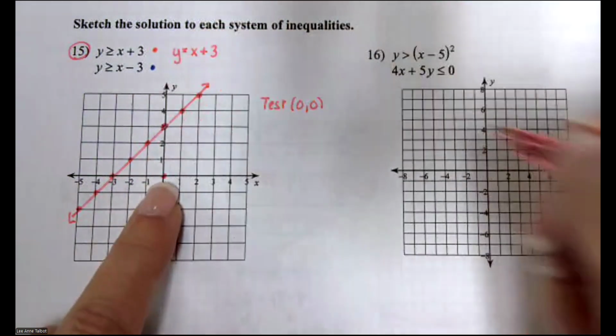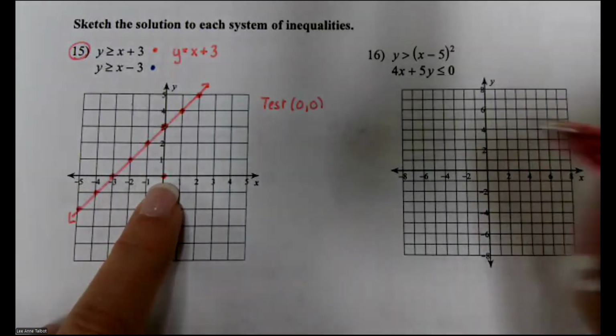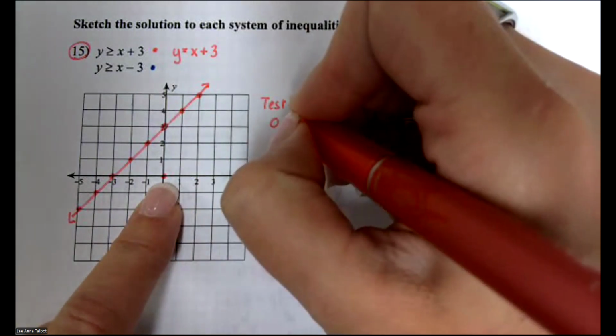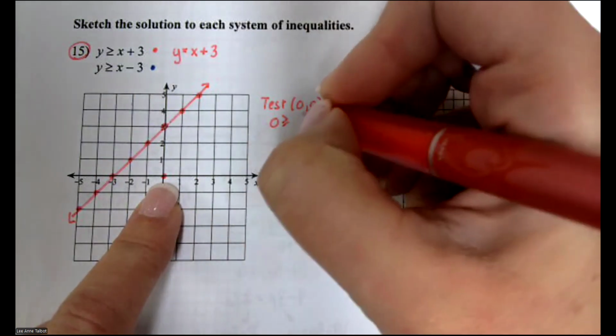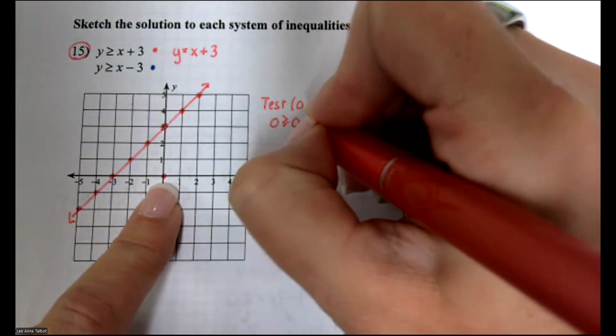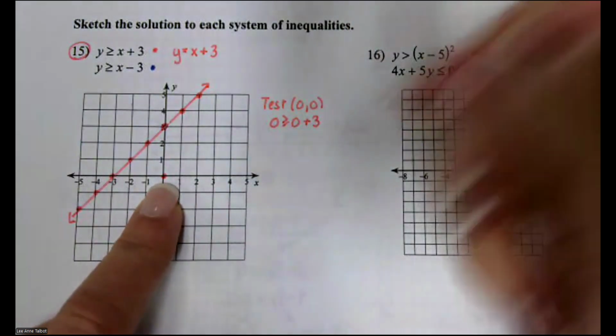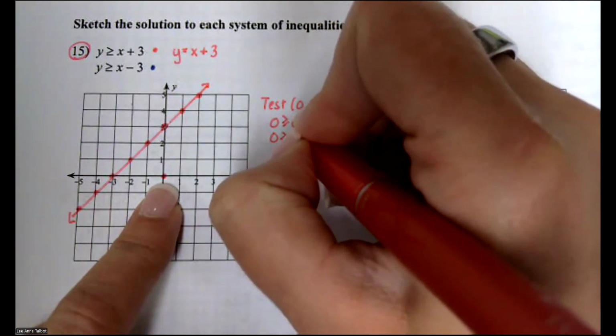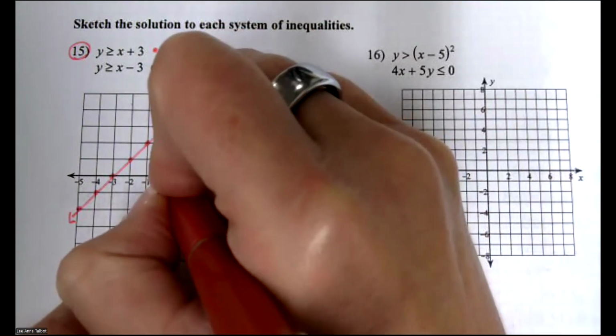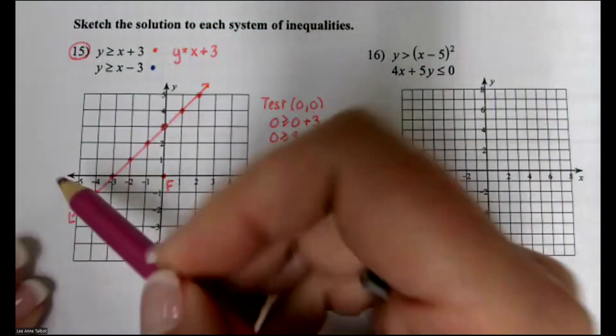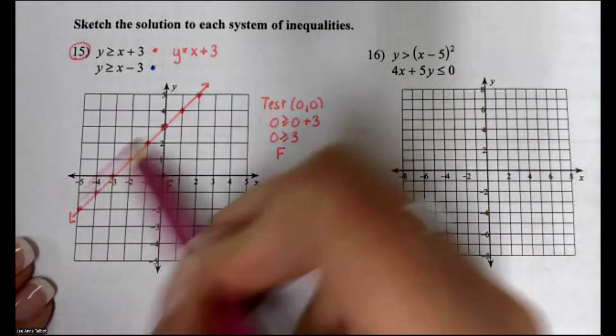So I'm going to test here. 0 is greater than or equal to 0 plus 3. 0 is greater than or equal to 3. Indeed, that is false. So I shade away from 0, 0.